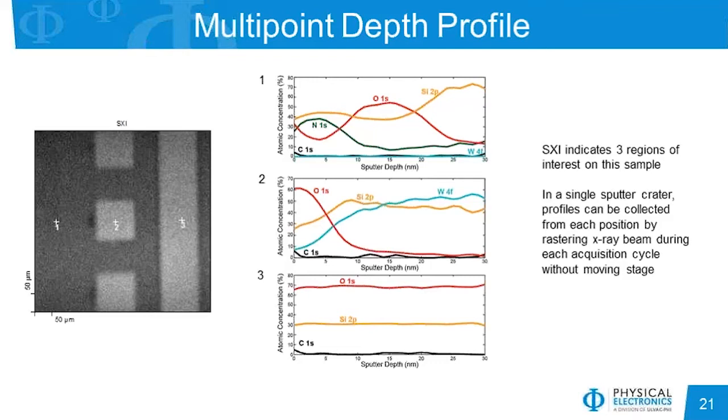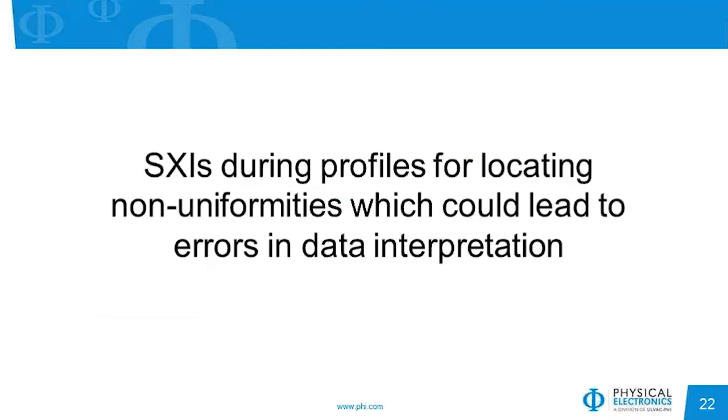And so the depth profile is shown here in that position 1 has a silicon oxynitride type profile, whereas the pad has an oxidized surface but then is a tungsten silicide material. And then the line, number 3, is a silicon oxide. In addition, while we're profiling, we can use SXI to look for non-uniformities that may affect our overall interpretation of the profile.